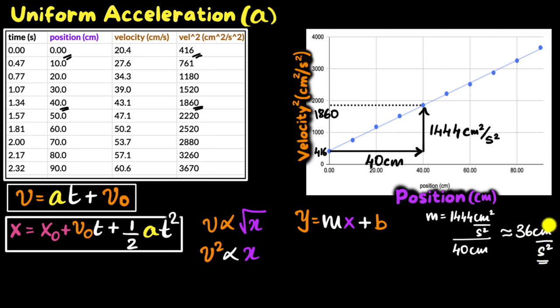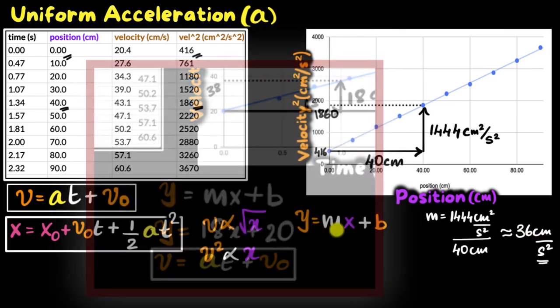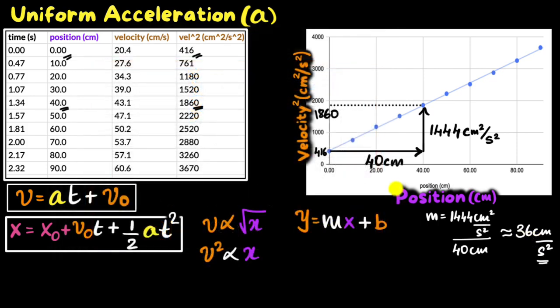First of all, these are acceleration units. So this must have the units of acceleration. So there must be acceleration over here. And last time we found the acceleration was 18 centimeters per second squared. So that means this is twice the acceleration. So this represents twice the acceleration. So we can now write all of those things down. This is velocity squared. This is twice the acceleration, so 2a.